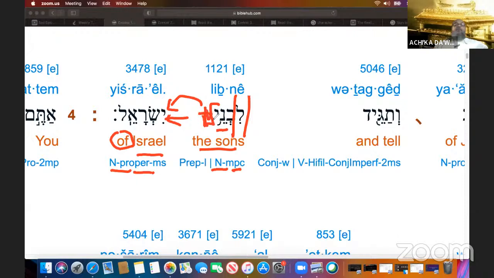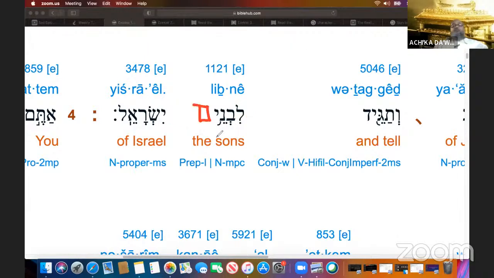They dropped the mem off. Technically, there's supposed to be a mem right here to make it masculine, plural, like that. But because it's in a semikhut form, they're letting you know they got to drop the mem. So it's called bnei. Just forget about this for right now. Bnei Yisrael, the sons of Israel. That's an example of a semikhut.